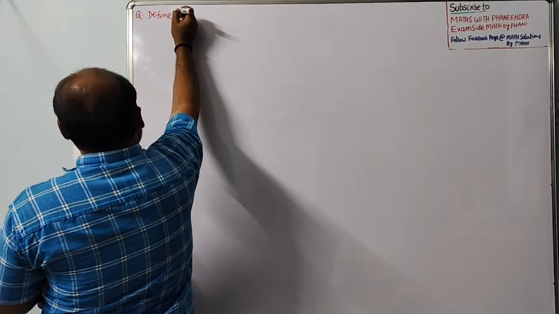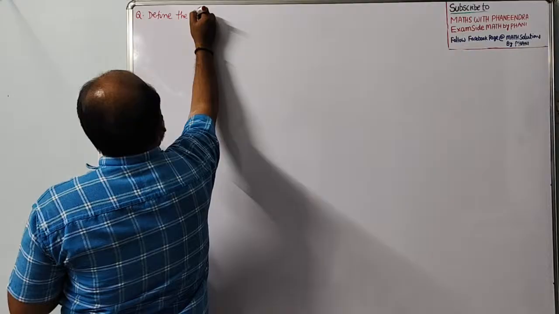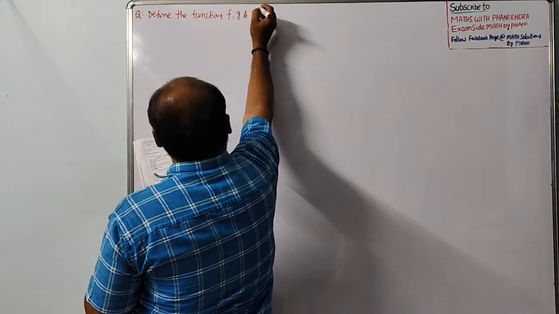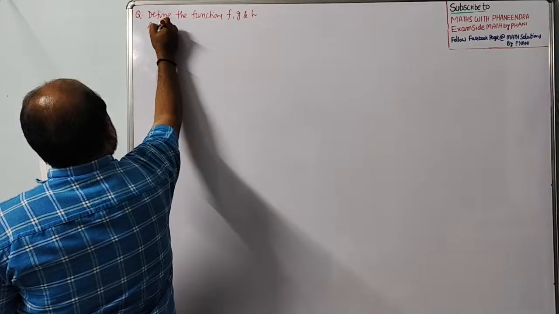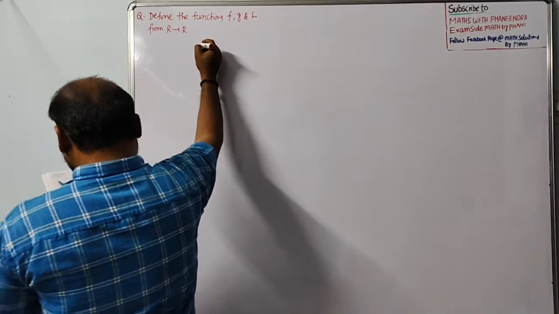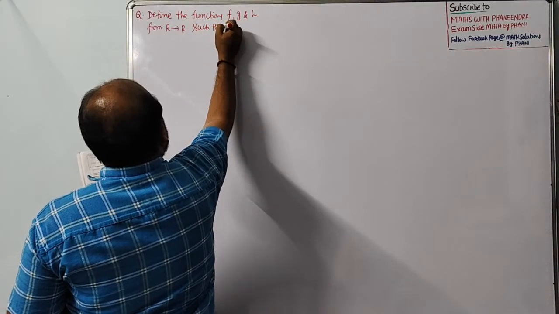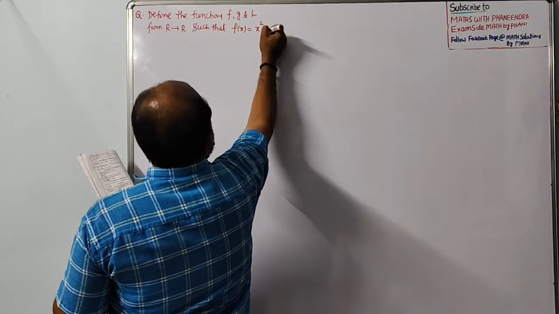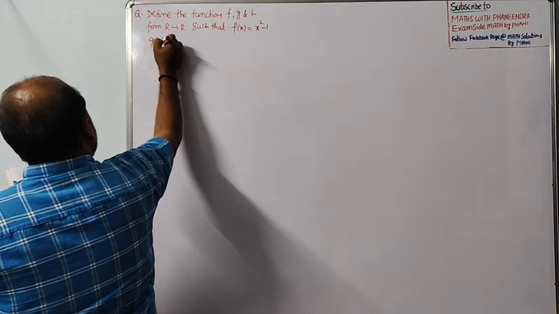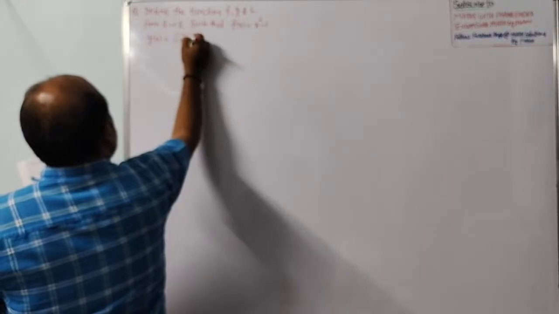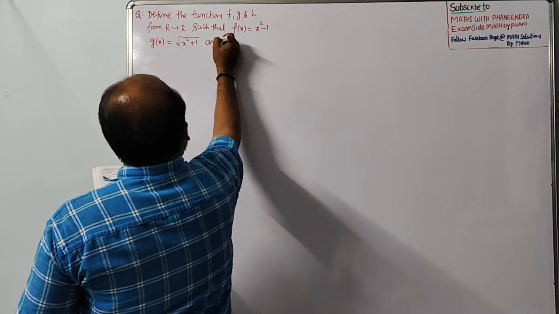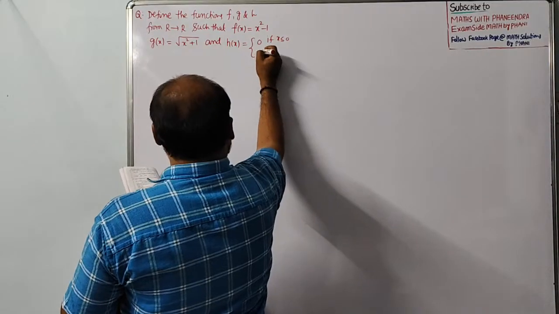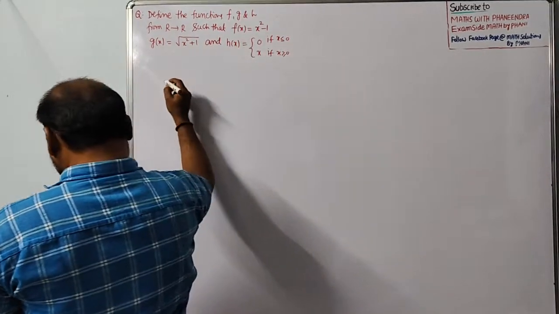Theoretical questions. The functions f, g and h from R to R such that f of x equal to x square minus 1, g of x equal to root of x square plus 1, and h of x equal to 0 if x is less than or equal to 0, and x if x is greater than or equal to 0. Consider the following.